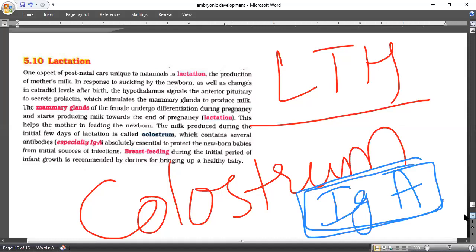Breastfeeding during the initial period of infant growth is recommended by doctors for bringing up a healthy baby, and that is because of this reason only. That means in the initial days, the mother's milk is called colostrum. The colostrum contains IgA antibodies. Okay, so that's it about embryonic development.